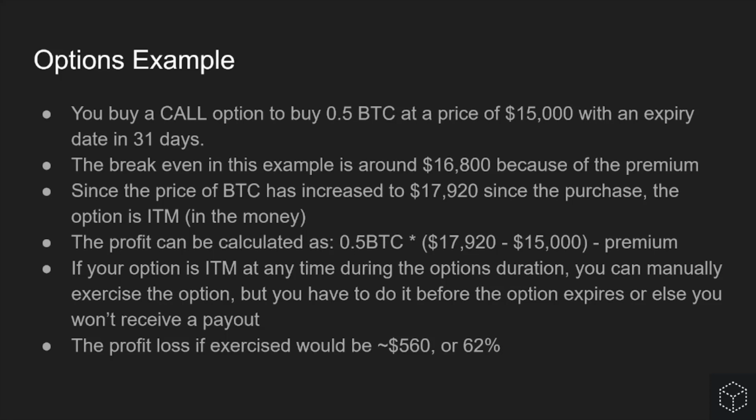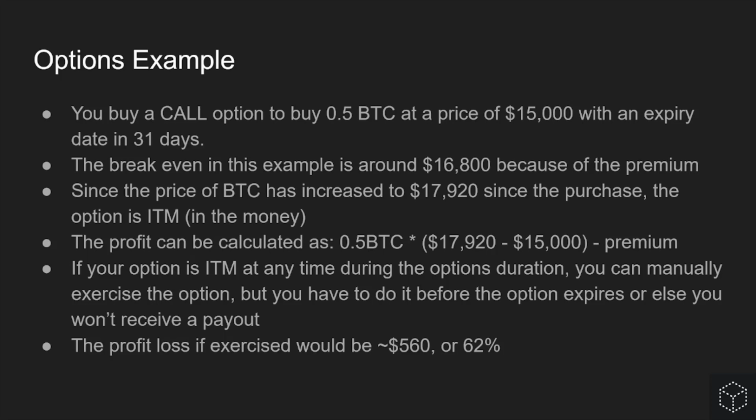So you can set the expiry maybe longer. That's going to cost you more of a premium. So in this example, we have the expiry at 1 month or 31 days. So the break even in this example would be around 16,800 because of the premium. Because your premium is going to increase basically your spot rate, or the total cost of the options contract. So imagine then that the price of Bitcoin has increased to 17,920 since the purchase.